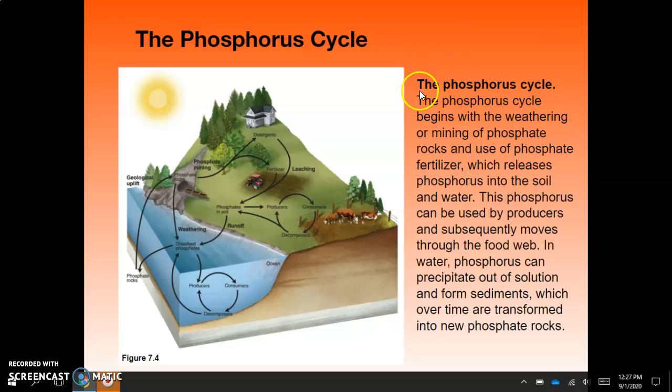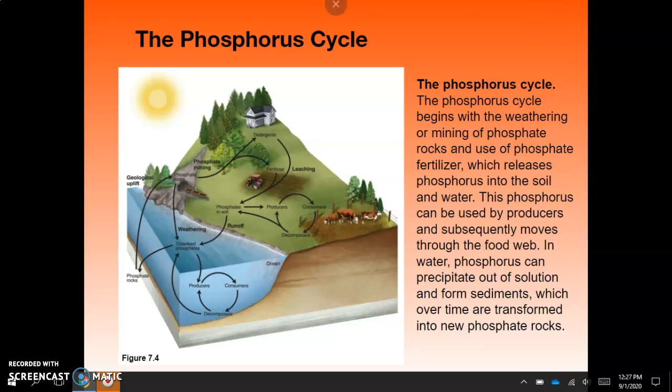So the phosphorus cycle is unique because it begins with the weathering or the mining of phosphate rocks and the use of phosphate fertilizer. This releases phosphorus into the soil and the waterways, which can then lead to hypoxic waterways. The phosphorus can be used by producers and subsequently moves through the food web. In water, phosphorus can precipitate out of solution and form sediments as well, which over time are transformed into new phosphate rocks, and then the cycle continues.